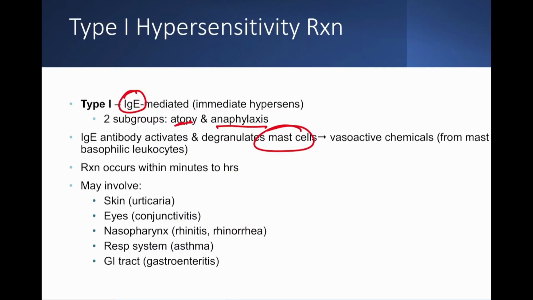IgE reactions, remember it's A for allergy for this one, occur between minutes and hours. So if you know someone who has a peanut allergy or a food allergy, they eat something, and within minutes to hours they can feel their throat getting scratchy and whatnot. So it starts to develop pretty fast. It may involve the skin causing urticaria, the eyes causing conjunctivitis, the nasopharynx causing rhinitis or rhinorrhea, asthma, and gastroenteritis. These are some symptoms that you may have as a type 1 hypersensitivity reaction.